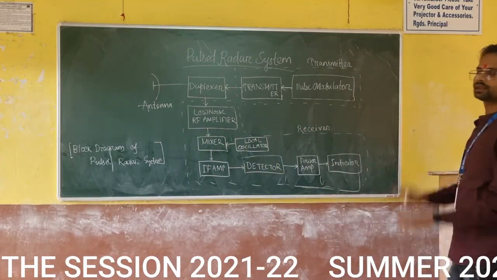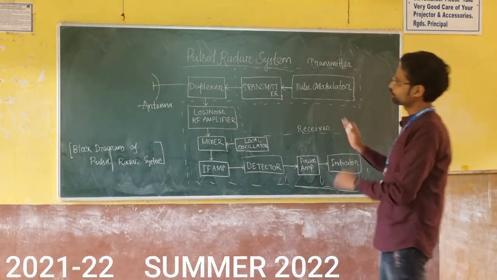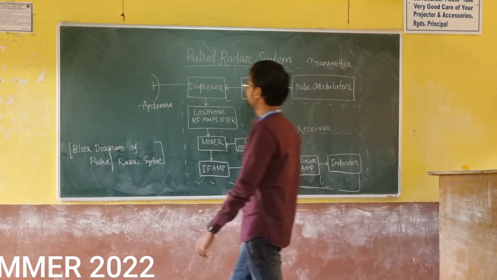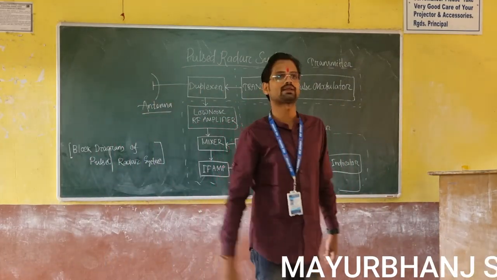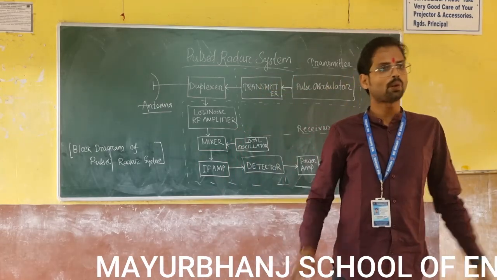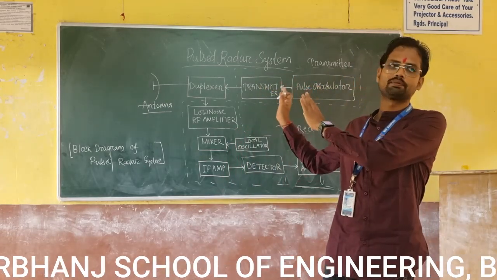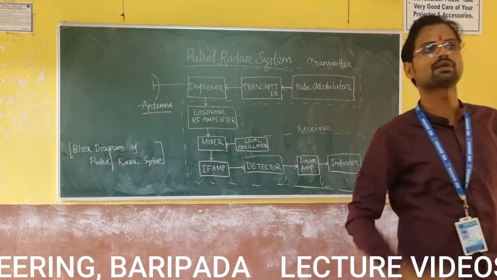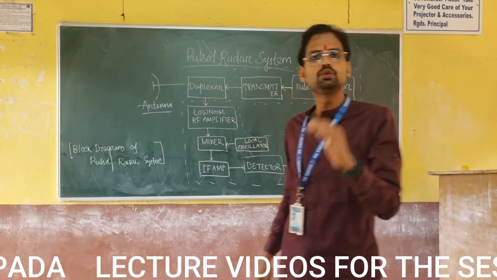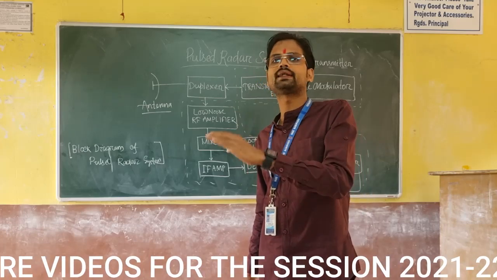Now let's explain. The first part is, I will go from there. This is your antenna system. What is an antenna? It is a very important thing because all the things are done by it. The antenna is a piece of conductor which is generally used to radiate electromagnetic waves.